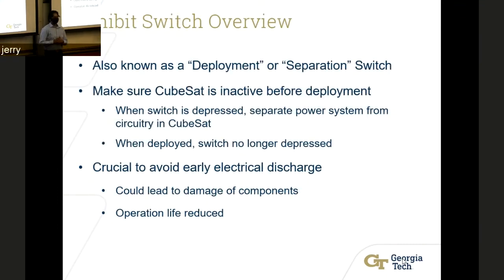So a little explanation of what I mean by inhibit switches. A more common name is deployment or separation switches. The reason we use the name inhibit is essentially what its purpose is. It's inhibiting the flow of electricity in our circuit, to make sure that our battery does not power our components while we're trying to launch. This is extremely important. If we have our power running when we don't expect it to, certain components could malfunction, and it could lead to damage to those components or to our CubeSat in general.